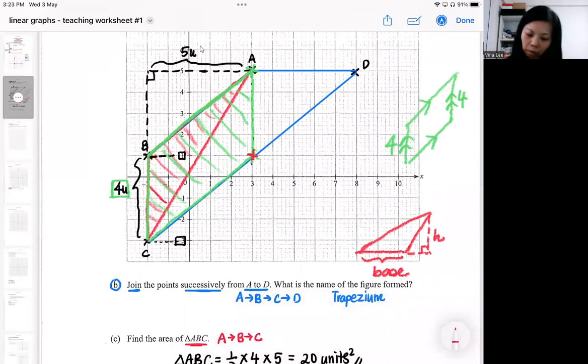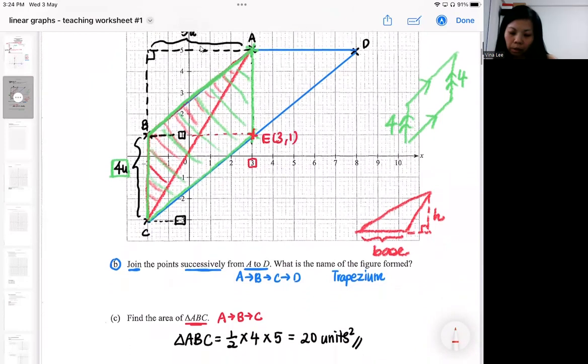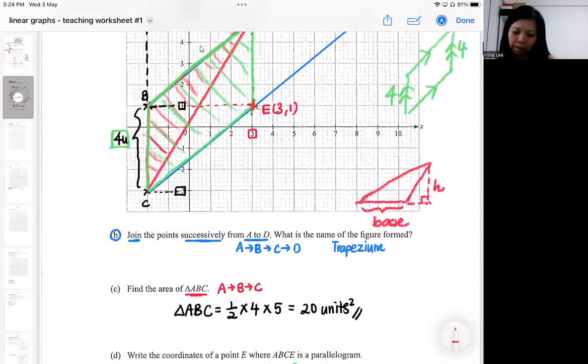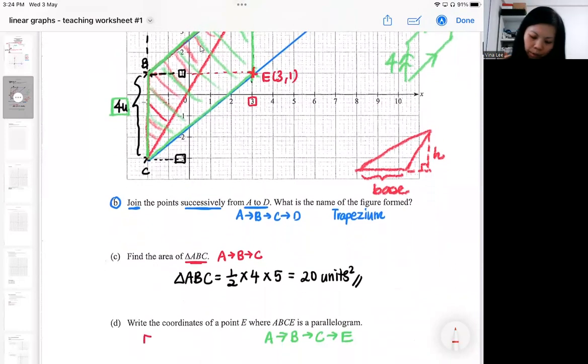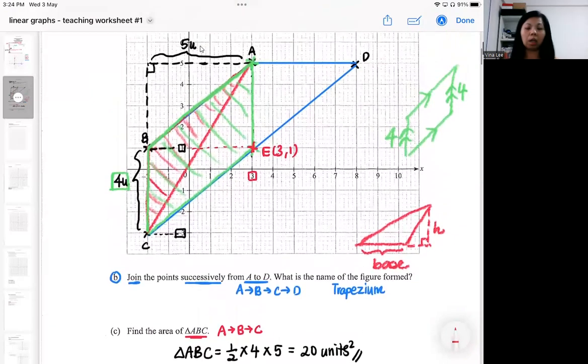A, B, C, E. So you got to look, what is this coordinate? X is 3, Y is -1. So it's actually 3, 1. You yourself must be able to see the parallelogram. Then you just write the coordinate. So it will be 3, 1. It doesn't look like it has any working, but by drawing it up, it's already a working.